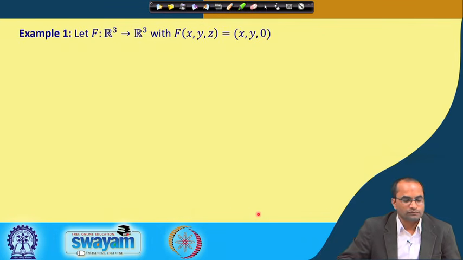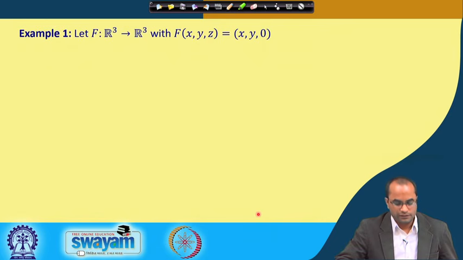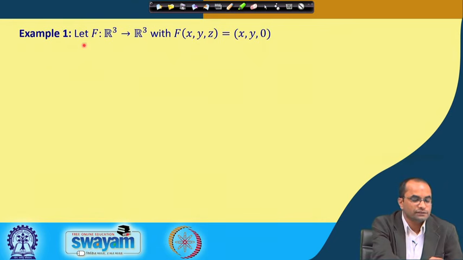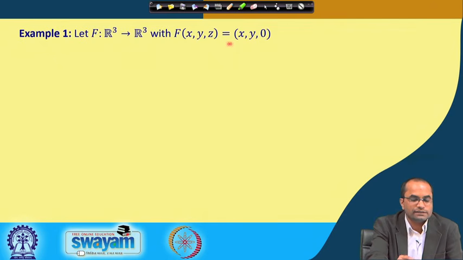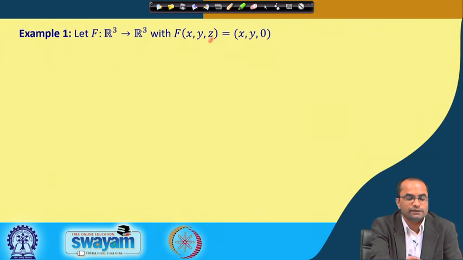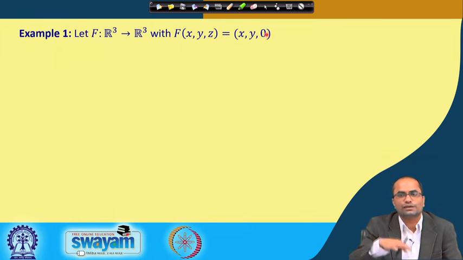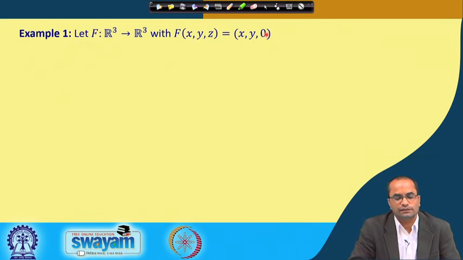So, we go through some of the examples where we do see these linear maps. First, let f be a linear map from R^3 to R^3 with f(x, y, z) equal to (x, y, 0). Here every element of R^3, denoted by (x, y, z), maps to (x, y) and the z becomes 0. So, it is a projection of that point (x, y, z) to the xy plane.